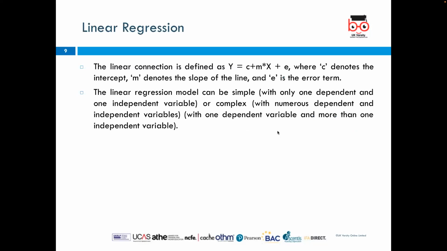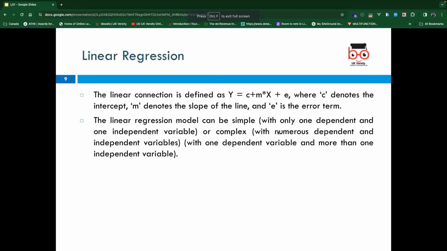So the linear connection is defined as y is equal to c plus m times x plus e, where c denotes the intercept, m denotes the slope of the line, and e is the error term. The linear regression model can be simple with only one dependent and one independent variable, or complex with one dependent variable and more than one independent variable.